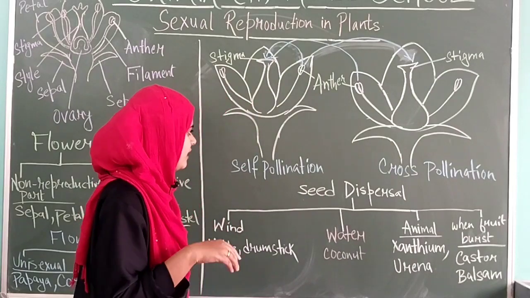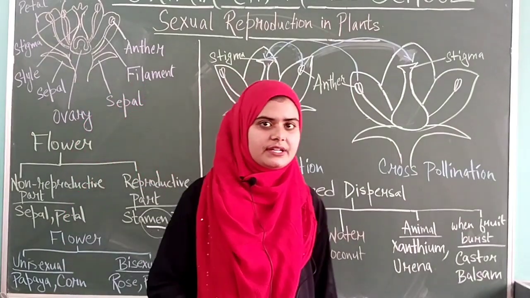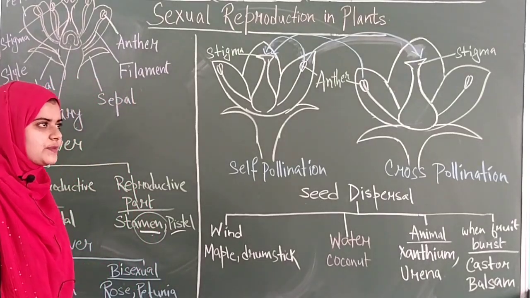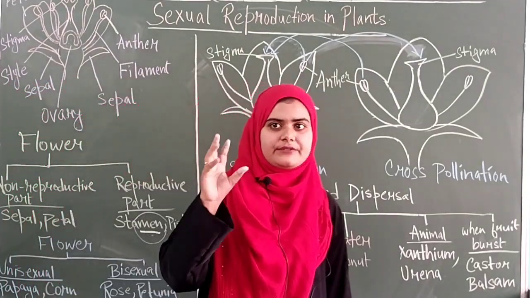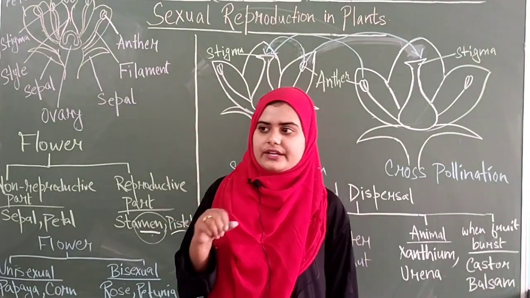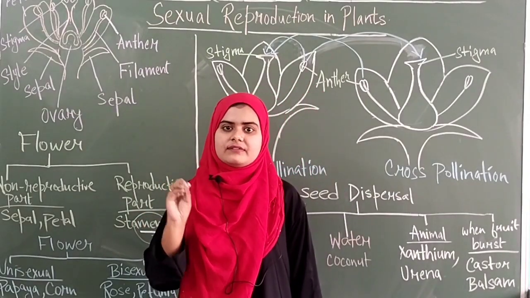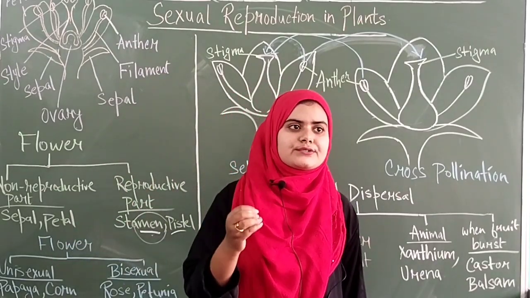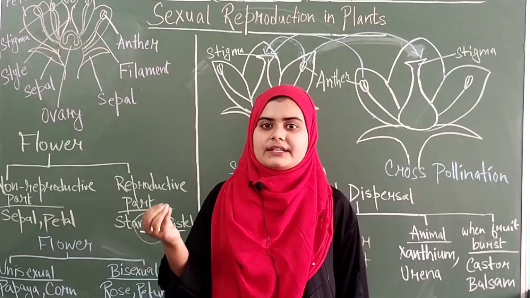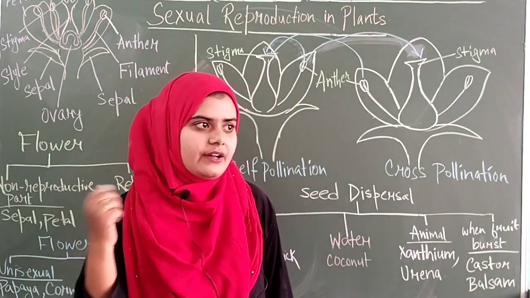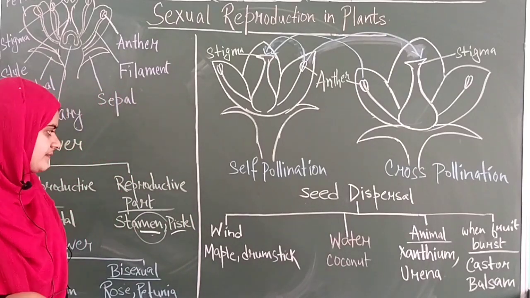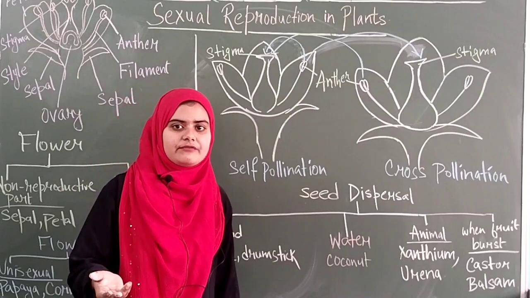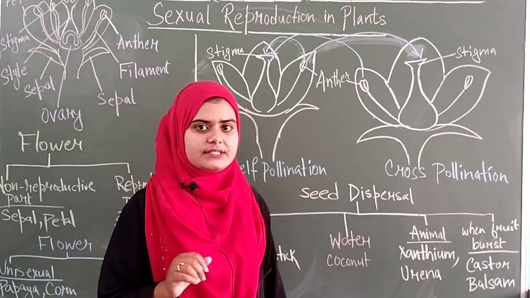Now getting into the next topic, that is seed dispersal. What is seed dispersal? Like we have mango in our home. After eating the mango we throw the seed outside. Now how will the seeds of many fruits get planted as a new plant? So there are different methods. The first one is by wind. Seeds will be dispersed by wind. How will wind disperse seeds?